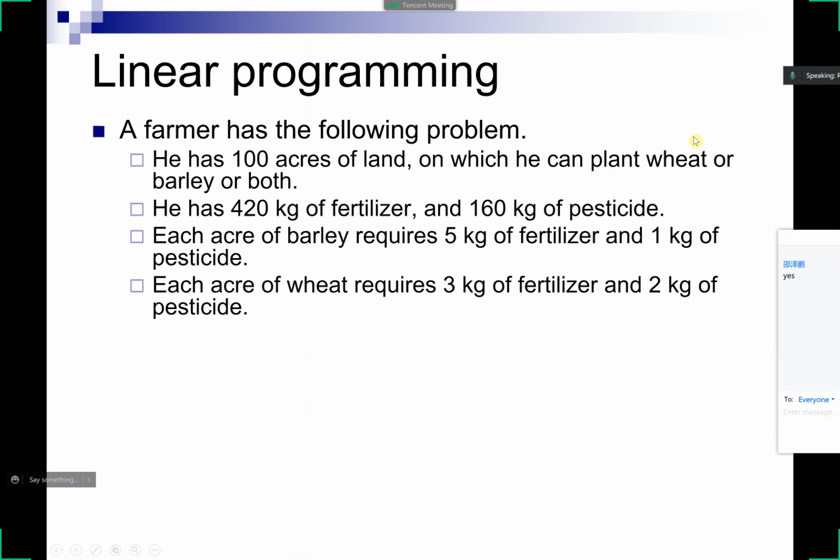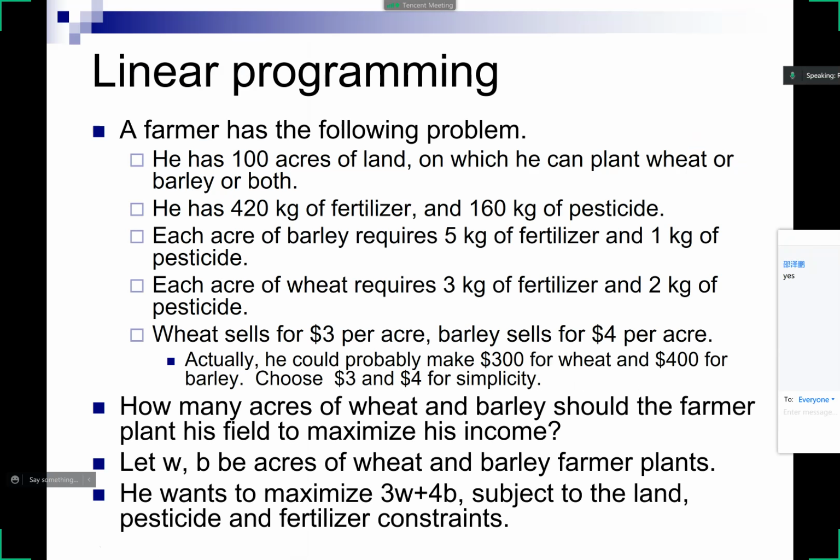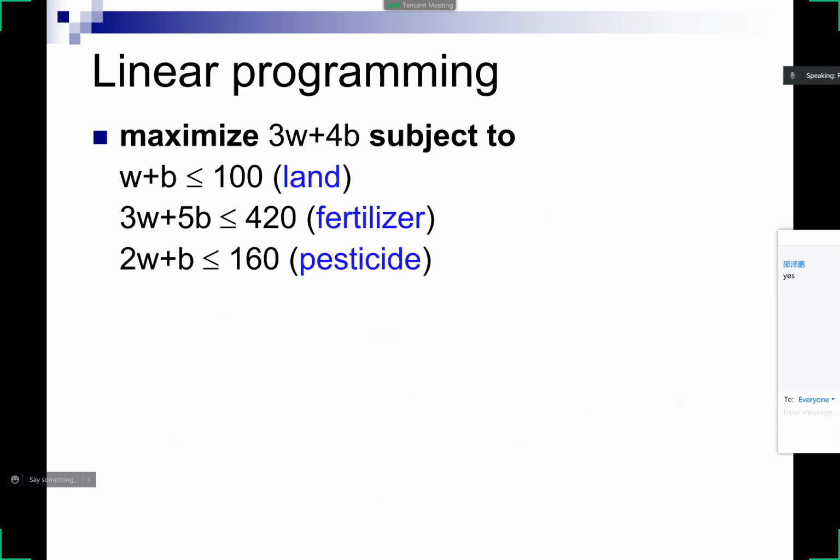First of all, linear programming is a very general methodology for optimizing a linear objective function subject to linear constraints. It turns out that many problems you can model using linear programming. For example, we talked about this example where you have a farmer, and he wants to plant some stuff and make some money. So he's going to plant wheat and barley.